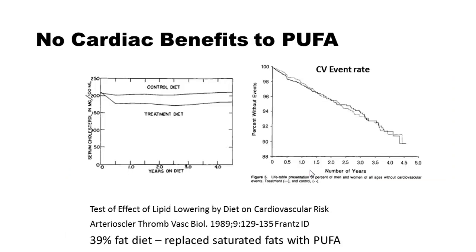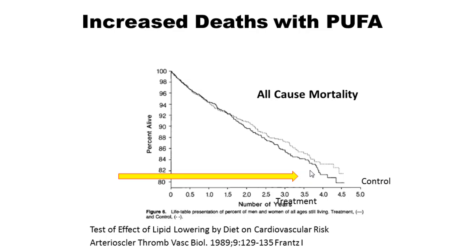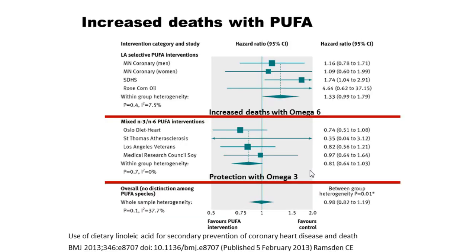looked sort of harmful. The same thing with this one, from France in 1989. He took a large study, he put them on the treatment diet, which was reduced saturated fats, switched them over to vegetable oils, no change in the CV event rate, but an increase in all-cause mortality. So in 1989, they already had evidence that eating a lot of these vegetable oils was actually very, very harmful. And a reanalysis by Ramsden in 2013 showed the same thing.